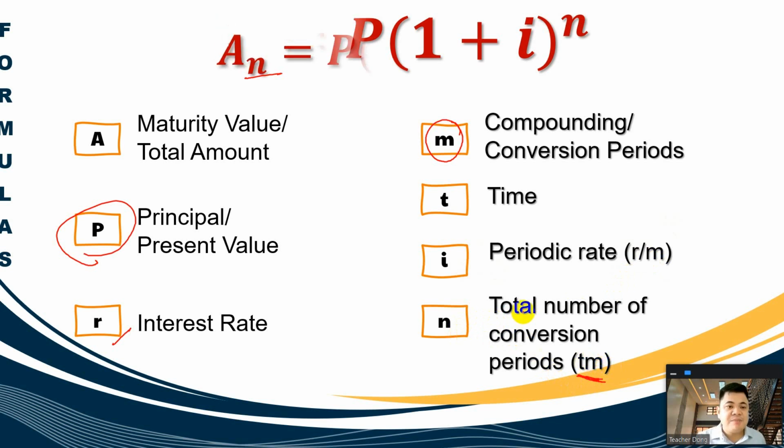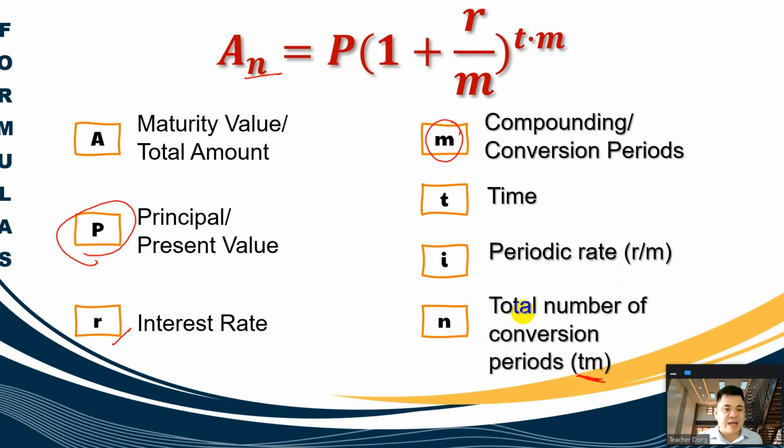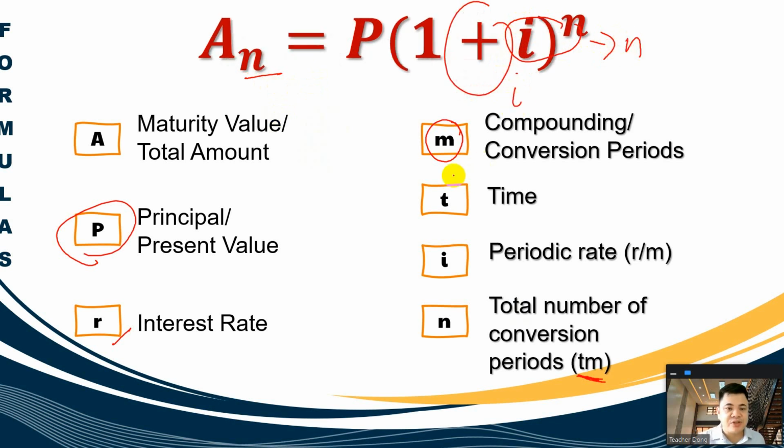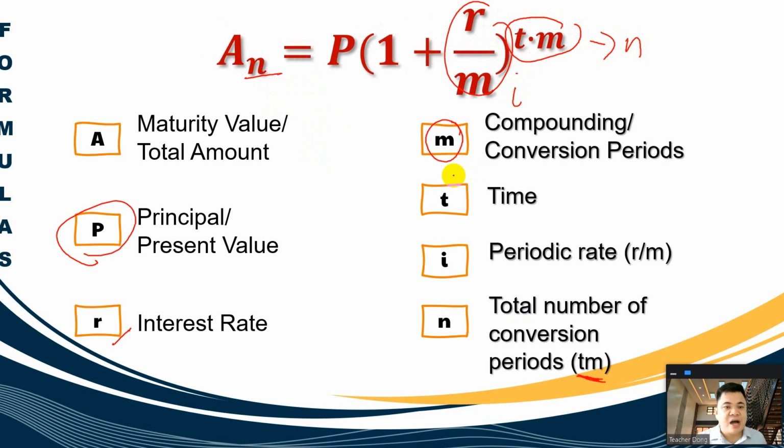All right. So in simple manner, so that you will understand it clearly how to substitute the values whenever you solve problems involving compound interest, we will have now the formula A sub N, which is equal to P quantity 1 plus R over M raised to the power of T times M. So T times M here is what we call the N, and this one is what we call the I. So in the previous formula, R over M is I, and T times M is what we call the N.